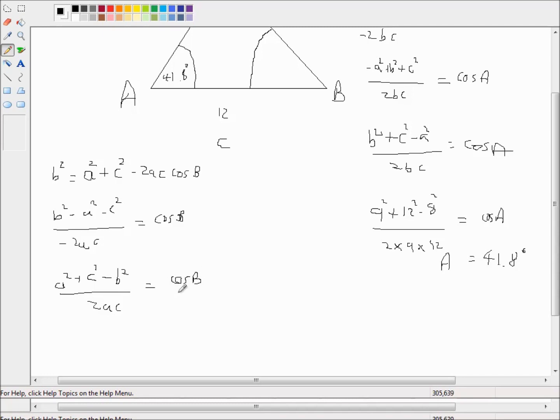Before I do calculator time, let's actually plug in the numbers. So this is 8 squared plus 12 squared minus 9 squared over 2 times 8 times 12. It's just better to write down the numbers before we shove them in the calculator. It makes it less likely that we forget what we're doing.